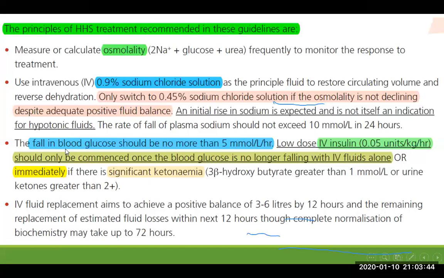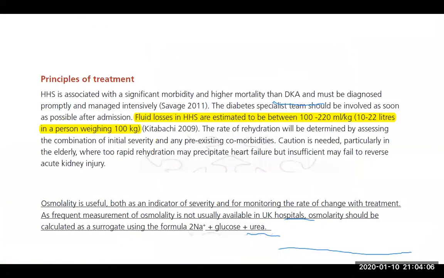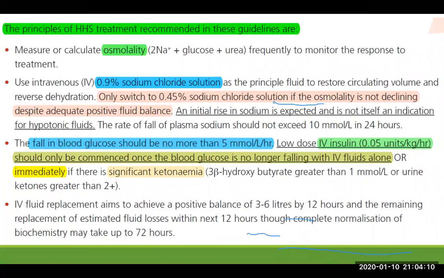There is no role for intravenous insulin infusion initially. The fall in blood glucose should be no more than 5 millimole per liter per hour. Low dose intravenous insulin, the initial dose which can be used in some rare situations, is 0.05 units per kilo, half the initial dose of DKA. Insulin intravenous infusion should be commenced only once the blood glucose is no longer falling with intravenous fluid, or immediately if there is significant ketonemia, which means beta hydroxybutyrate is more than 1 or urine ketone is more than +2. This is the only indication to initiate insulin infusion in hyperosmolar hyperglycemic state.